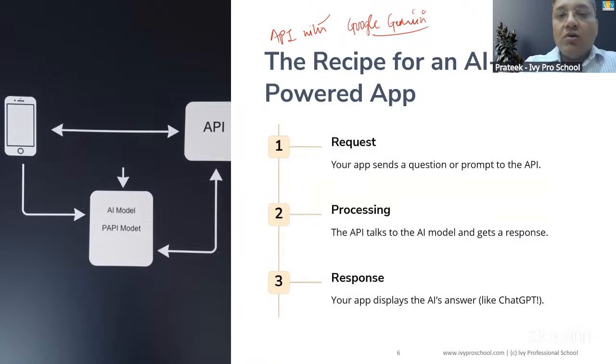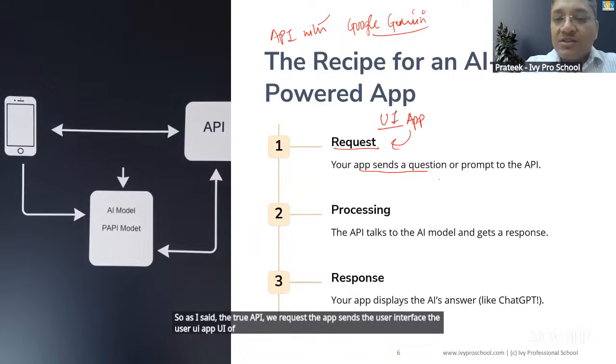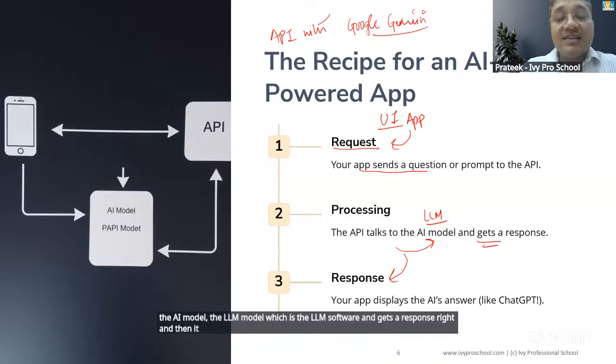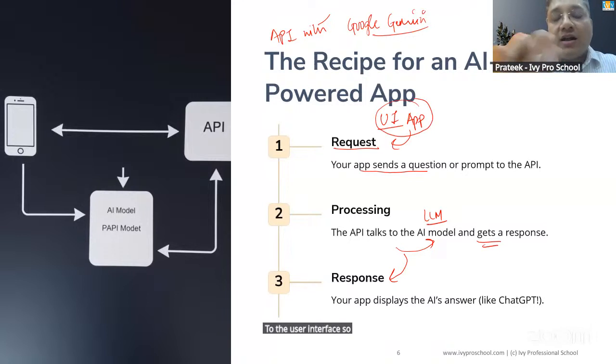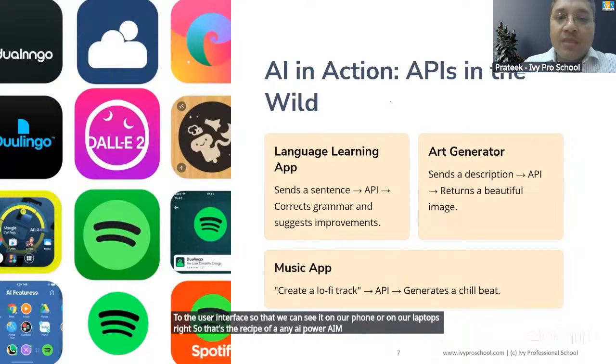So as I said, through the API, the user interface of the app sends the request or a prompt. It goes to the AI model, the LLM, which is the LLM software, and gets a response, right? And then it sends the response back to the user interface so that we can see it on our phones or on our laptops, right? So that's the recipe of any AI-powered app.